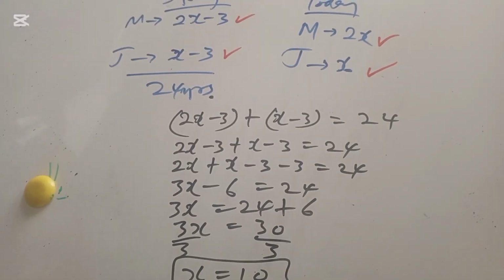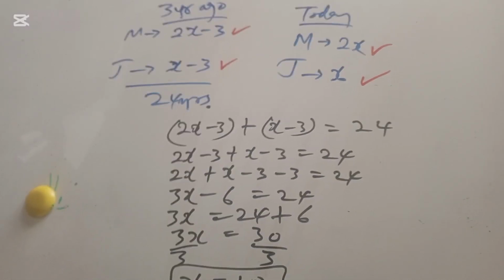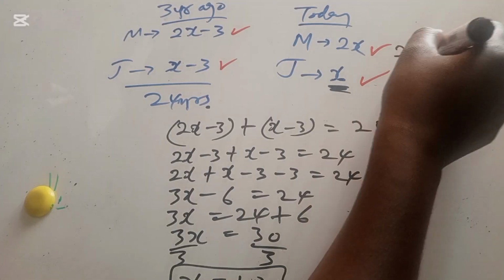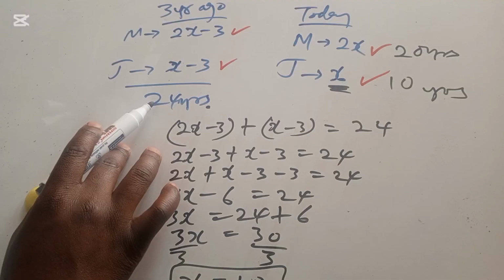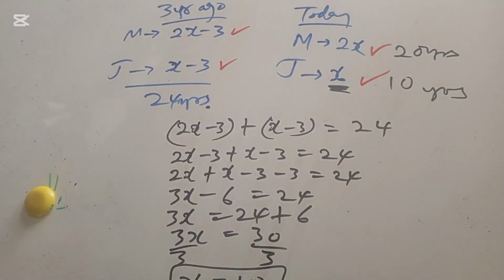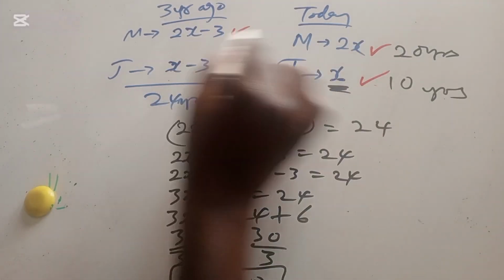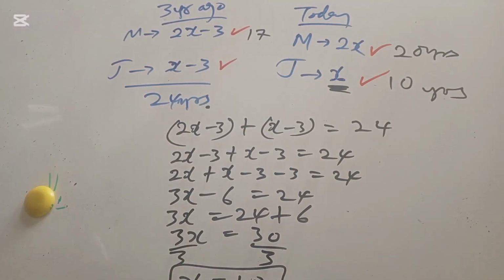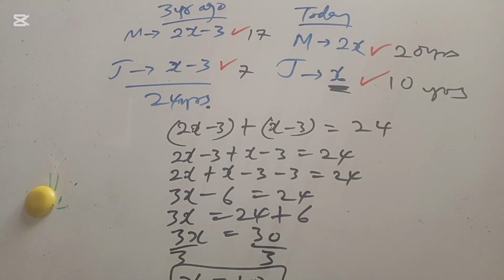So what is x in our question? x is John's present age today here. So this one is 10 years and this one is 20 years. Do you want to test whether the sum of their ages a few years ago was 24? You can say this one is 20. 2x minus 3 is 20 minus 3. So this one was aged 17. Now this one was aged 7. 7 plus 17 should give you 24. So your answer is correct.